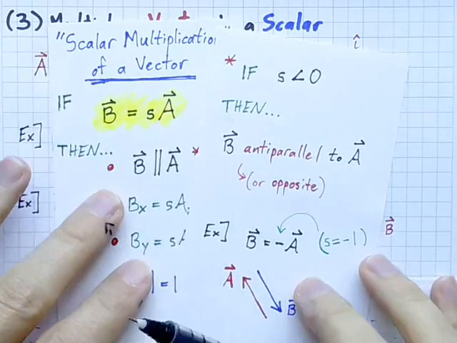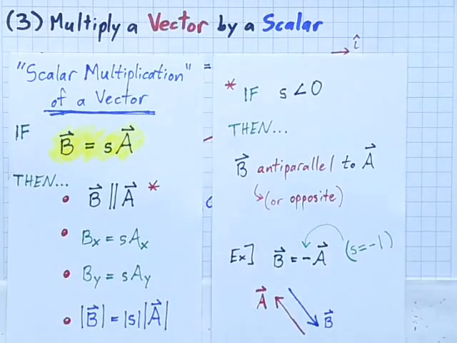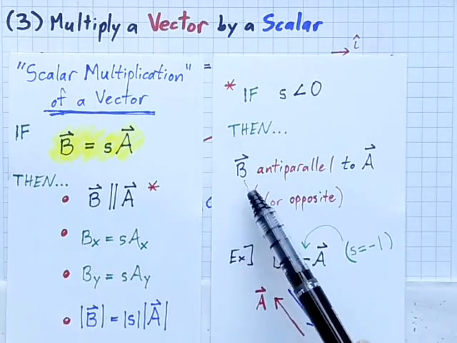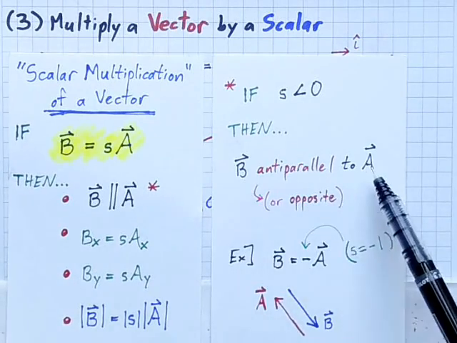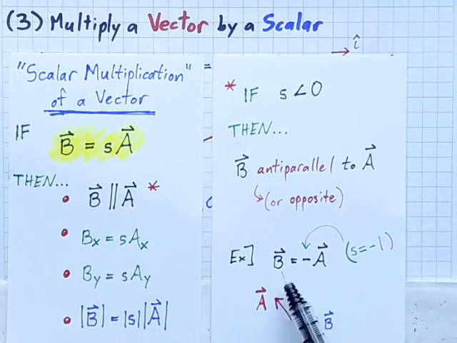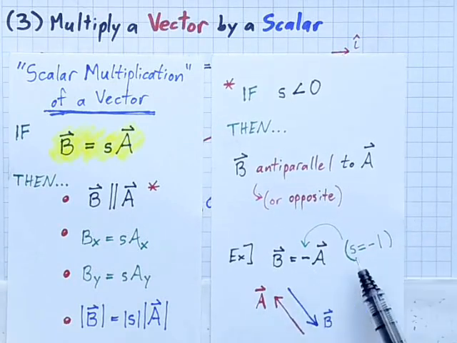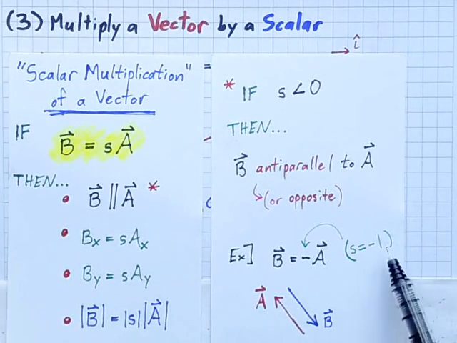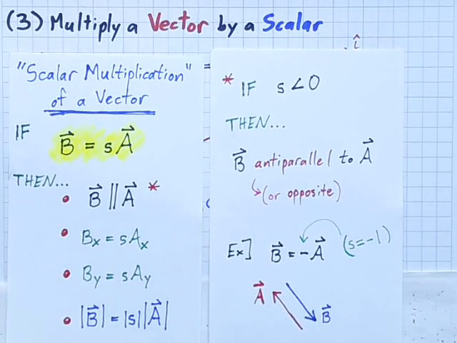Furthermore, if S happens to be less than 0, then B will be anti-parallel to A. They'll point in opposite directions. So for instance, if B equals minus A, then the scalar S is -1, and A and B will be equal in magnitude but opposite in direction.